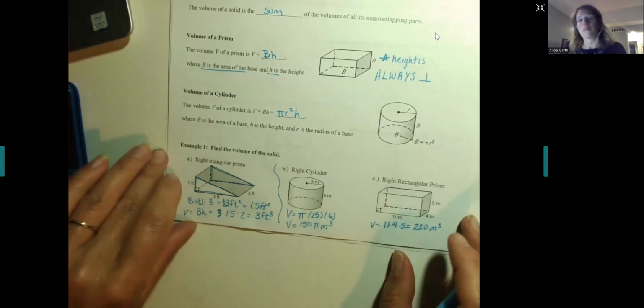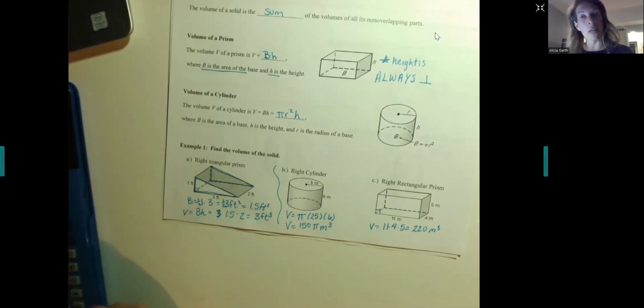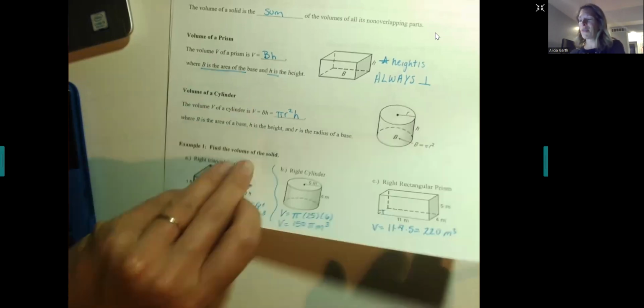All right. So that should have been really simple for you guys to see, other than my mistake, that area of a triangle is 1/2 base times height, which I threw in there. Let's flip the page.